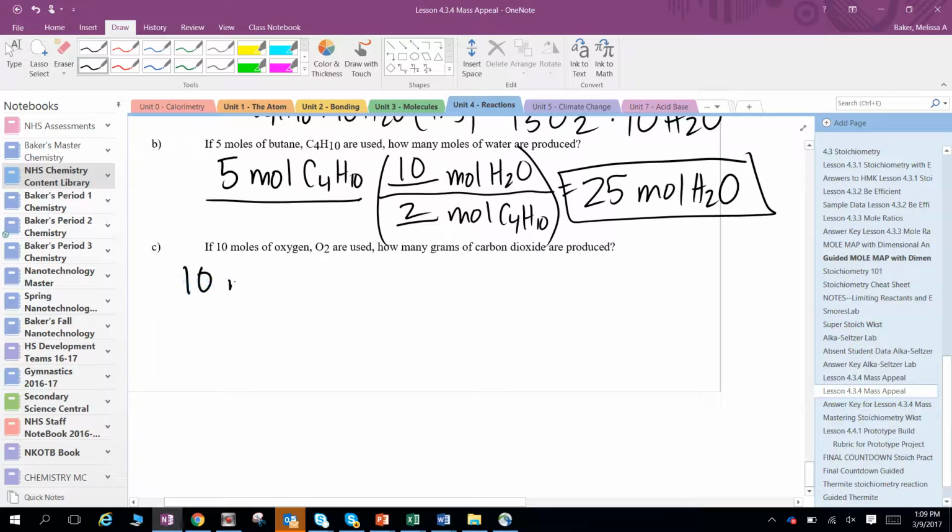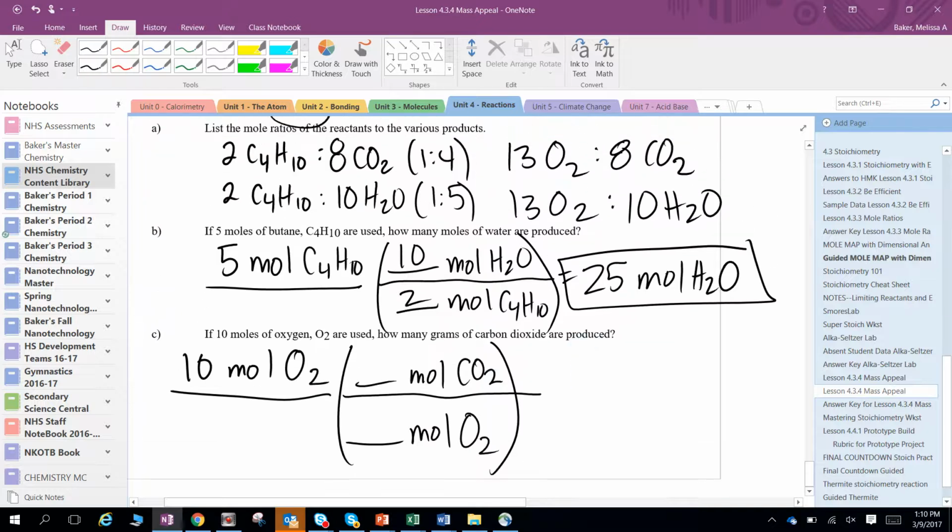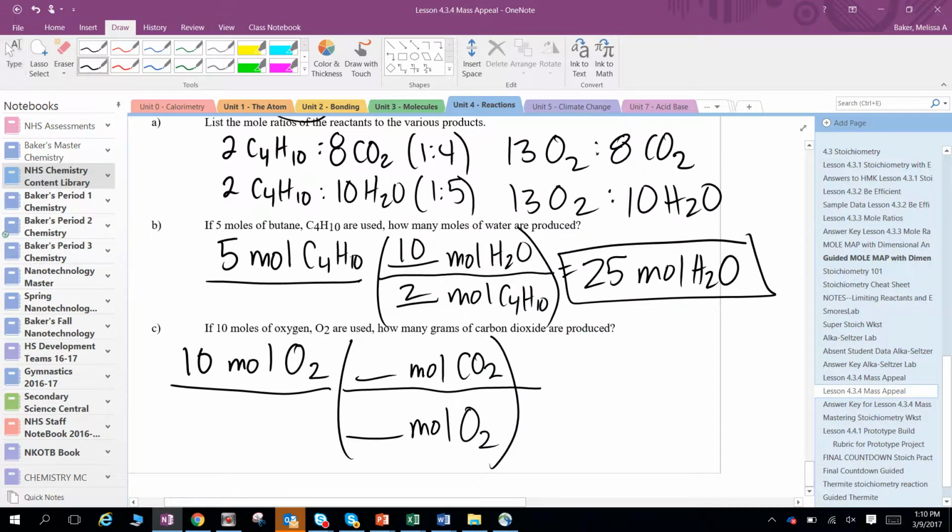Last question, what if you use 10 moles of oxygen? Then how many grams of carbon dioxide are produced? Again, they should really say assuming you have an excess of the C4H10, but we'll forgive them. So first we've got to convert moles of oxygen into moles of CO2. So let's use our ratio that we already figured out up here. We've got O2 to CO2. 13 moles of oxygen produces 8 moles of CO2.